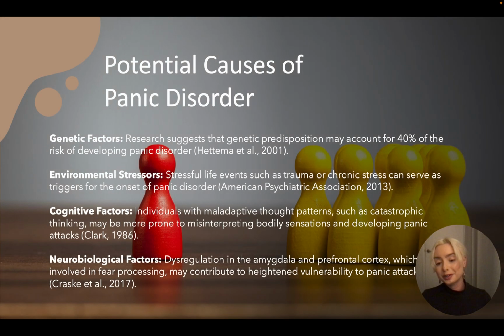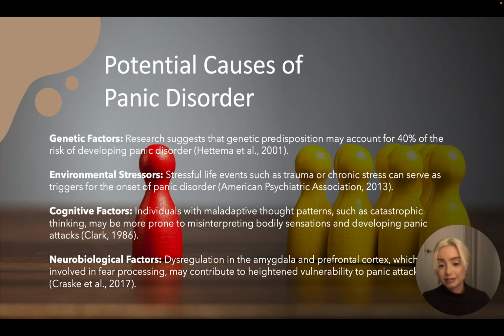So there are quite a few potential causes for panic disorder. The first we'll look at is genetic factors. Quite a large part of the population, actually 40%, is at risk of developing panic disorder if they have a genetic predisposition. The second is environmental stressors.